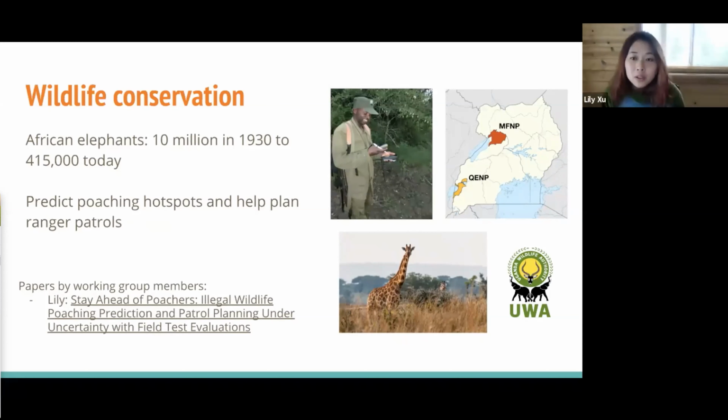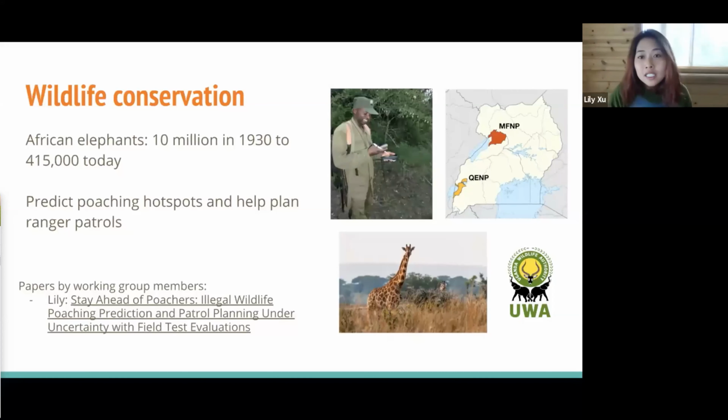What we're able to do in this context is leverage historical information about where rangers have gone and where they've found poaching, and then build machine learning models to predict, based on geographic features in this park, where we think poaching is most likely to happen in the future.